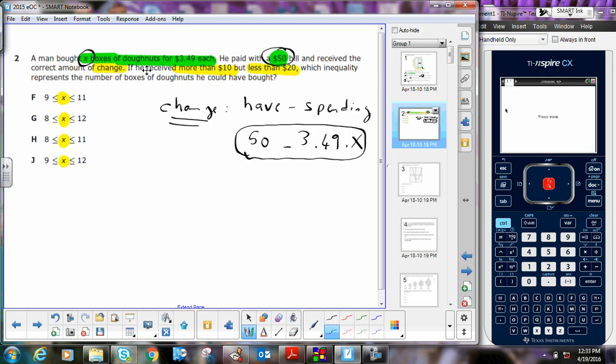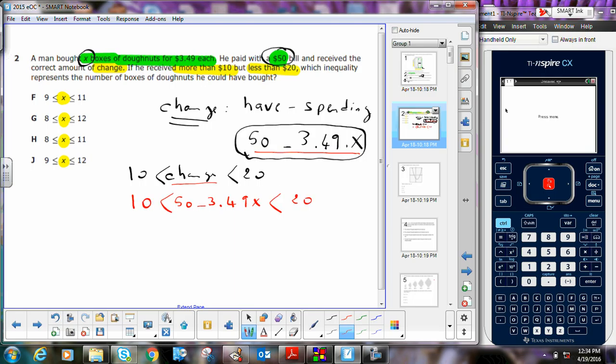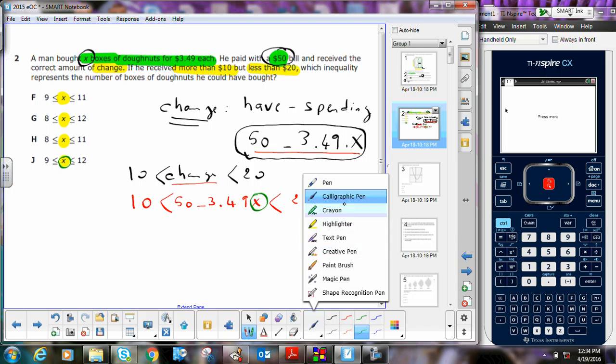Something special about the change: if you receive more than 10, the change has to be more than 10 and less than 20. Now what we're going to do is replace the change with the expression 50 minus 3.49x. Of course, we're going to keep our inequality, less than 20 and greater than 10. Now in this case, you see the x, so you have to solve for x. The x has to stay by itself.